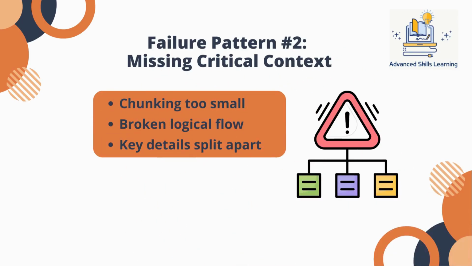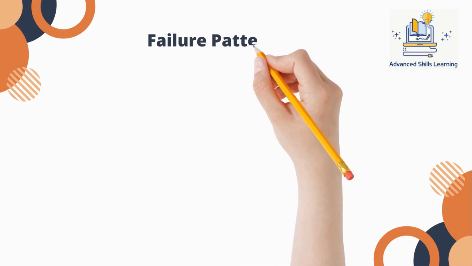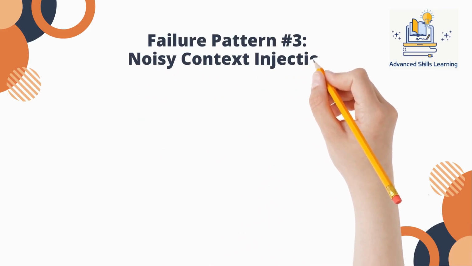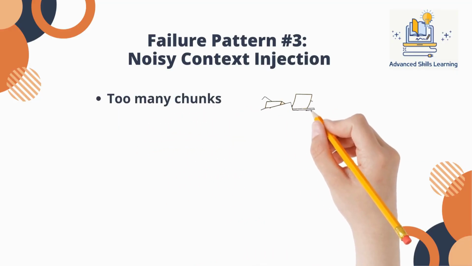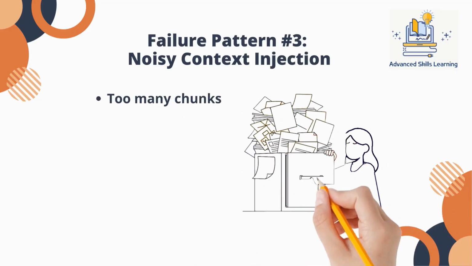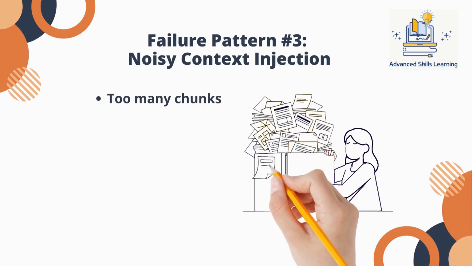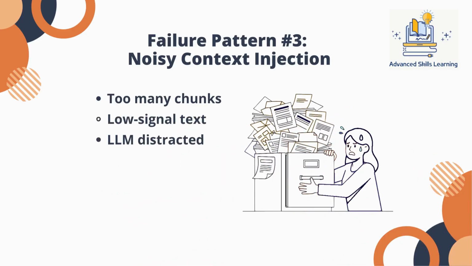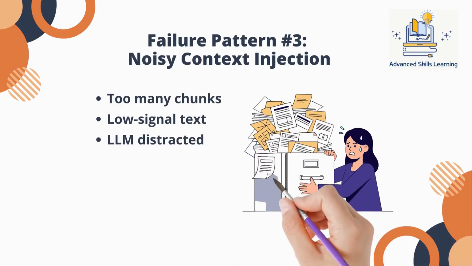Another very common issue is noisy context injection. Many teams assume that more context is always better, so they retrieve a large number of chunks and send them all to the LLM. In reality, this overwhelms the model with low signal information. Even if the correct answer is present somewhere in the context, it gets buried in noise, and the model struggles to focus on what actually matters.